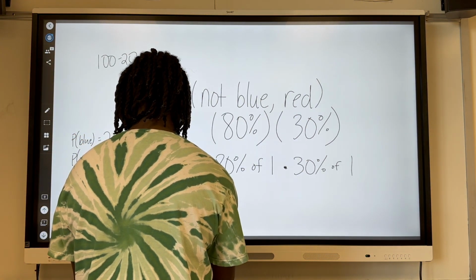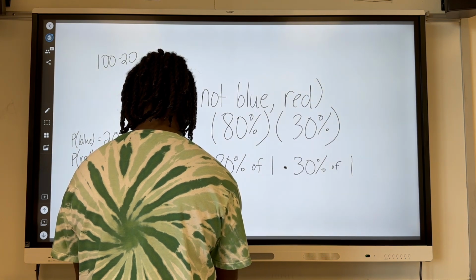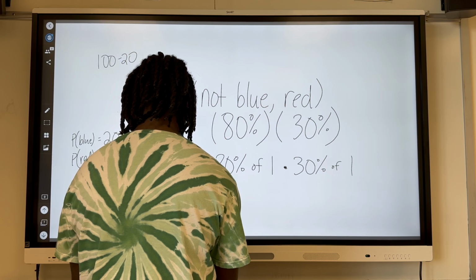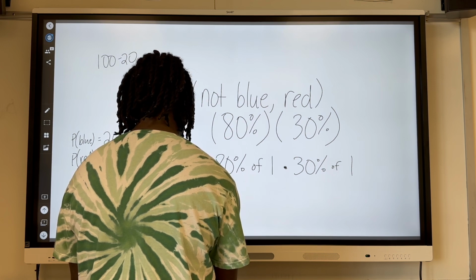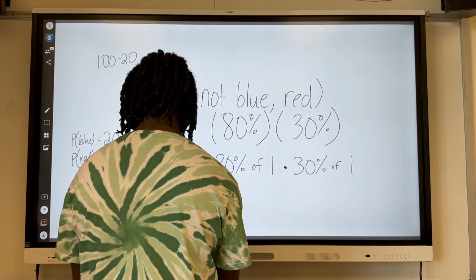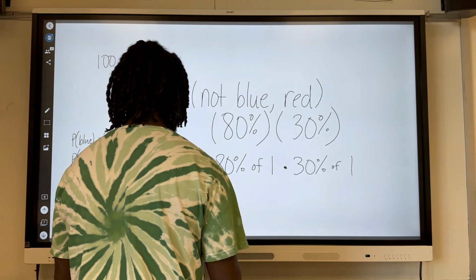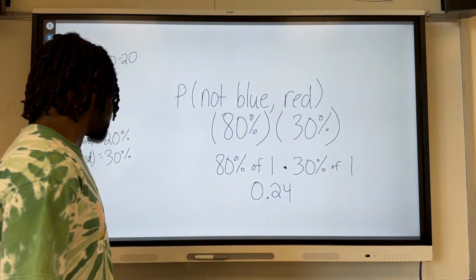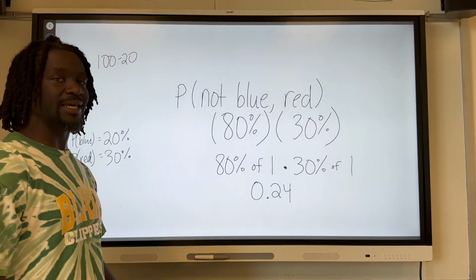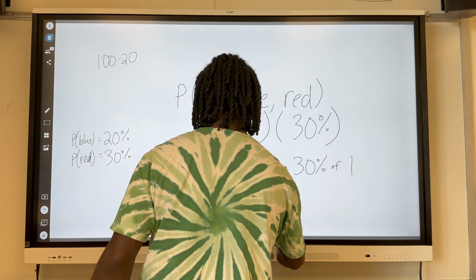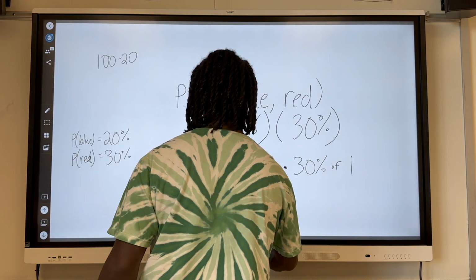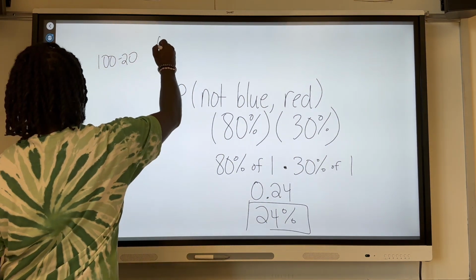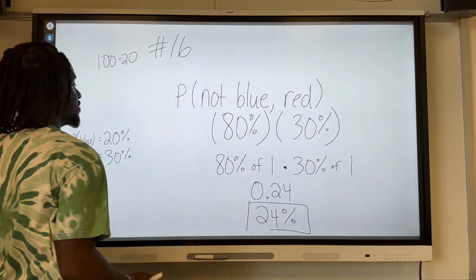So 80% of 1 times 30%. And we get 0.24. And if I look at my answer choices, that is 24%. So that is the answer there. All right, so that was question number 16.